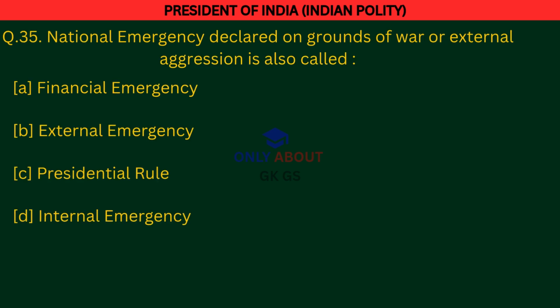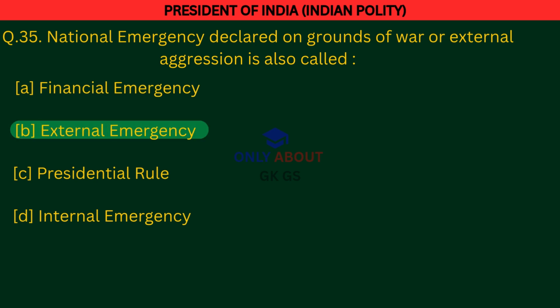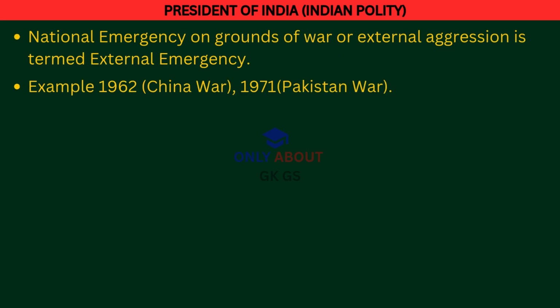Next question. National emergency declared on grounds of war or external aggression is also called? Correct answer: External emergency. National emergency on grounds of war or external aggression is termed external emergency. Examples: 1962 China War, 1971 Pakistan War.